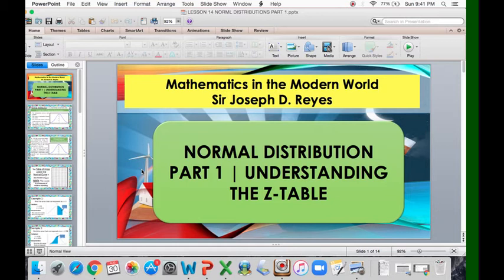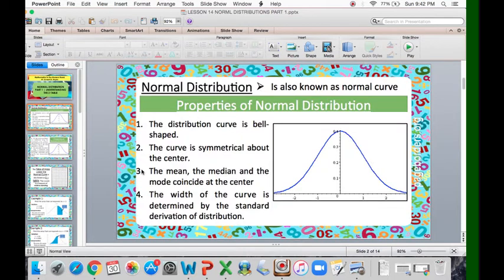Alright, so now let's proceed to our discussion about understanding the Z table. The normal distribution is also known as the normal curve or the bell-shaped curve. Okay, so there are properties of normal distribution. The normal or the distribution curve is bell-shaped. So kung napapansin niyo dito sa ating figure, mukha siyang bell. Okay, so the curve is symmetrical about the center.